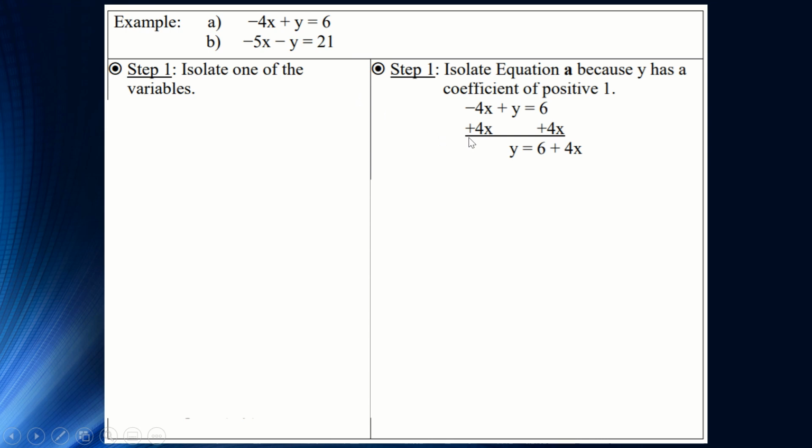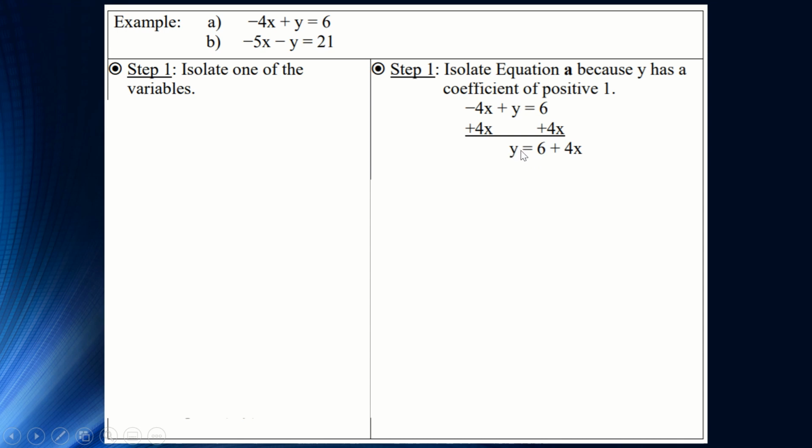So all I have to do is move this 4x to the other side, and then y is alone, y is isolated. So we can't just move things in algebra willy-nilly. We have to follow the rules. So to move negative 4x, we add 4x to both sides. That gives us y is 6 plus 4x. Okay, so you're with me so far.